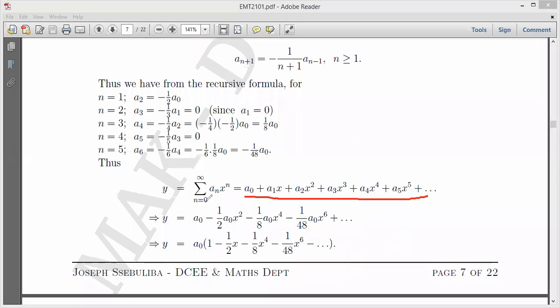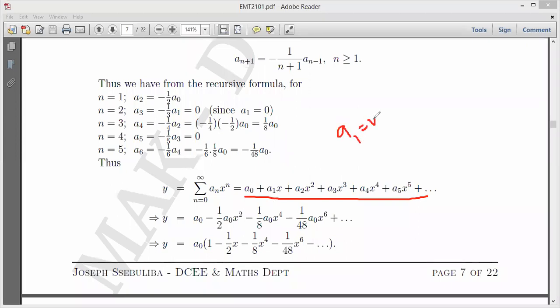So if n is 0, you have a0. This is x0, but x0 is 1. So you get this one here. Then if n is 1, you have a1 x to the 1, which is x. If it is 2, that is a2 x squared, 3, a3 x cubed, all the way up to f5. Then we substitute in these ones here. So when we substitute, what do we get? A0 remains A0. A1, we got our A1 as 0. Remember the A1, we got it as 0.